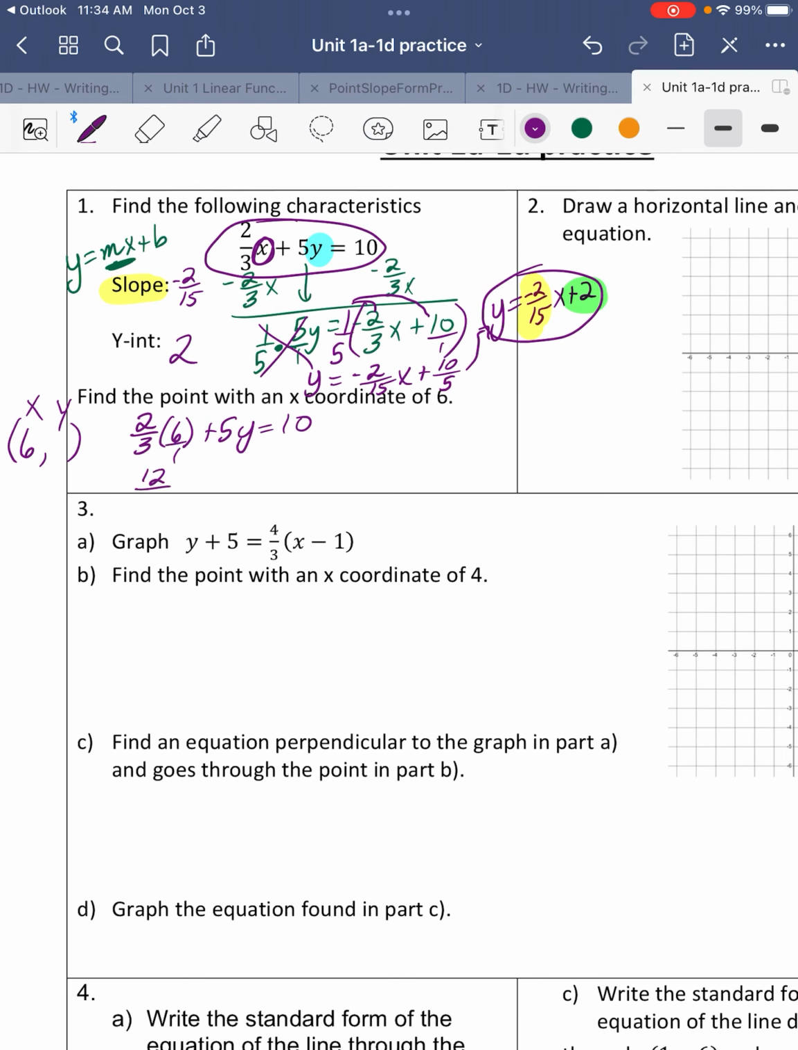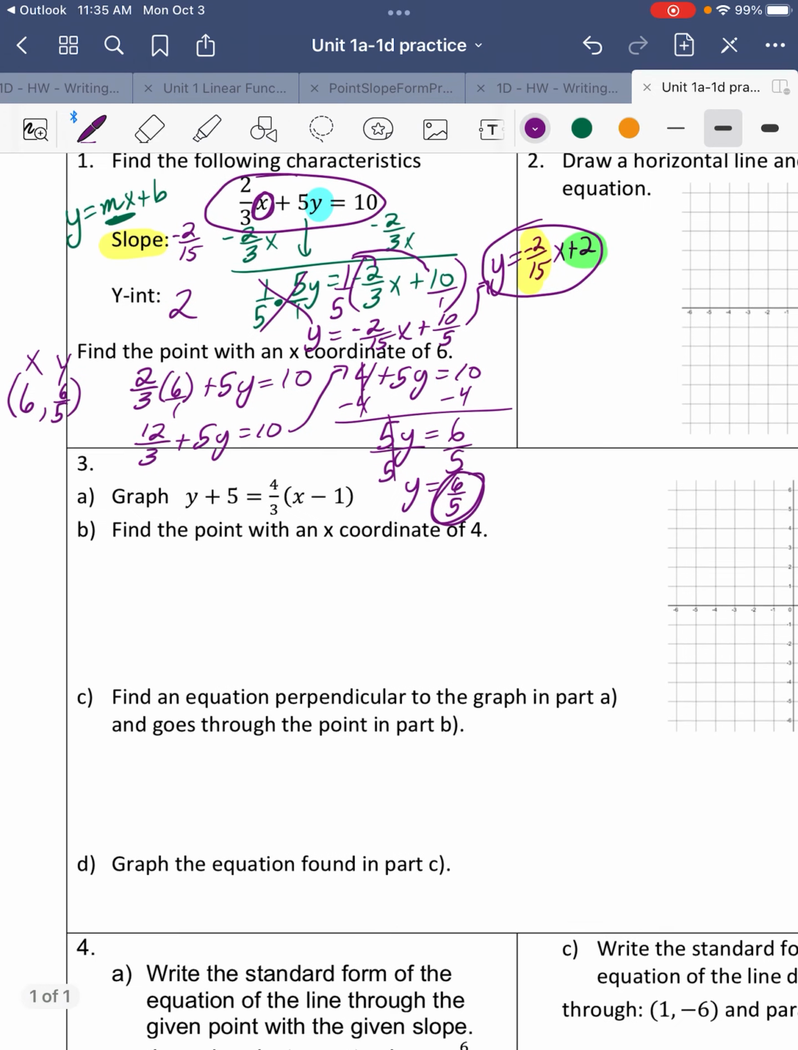2/3 times 6, multiply your numerators, multiply your denominators. 12 divided by 3 is 4. Solve it. I need to solve for y. I need to figure out what the y is. So divide by 5, divide by 5. And we're going to get y equals 6/5. So that is the y coordinate. So the point is 6 and the y coordinate 6/5.